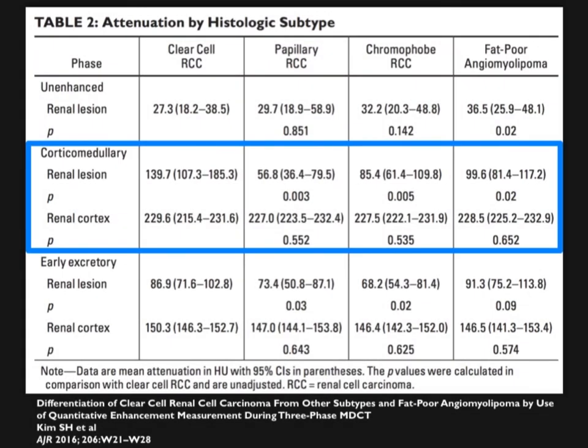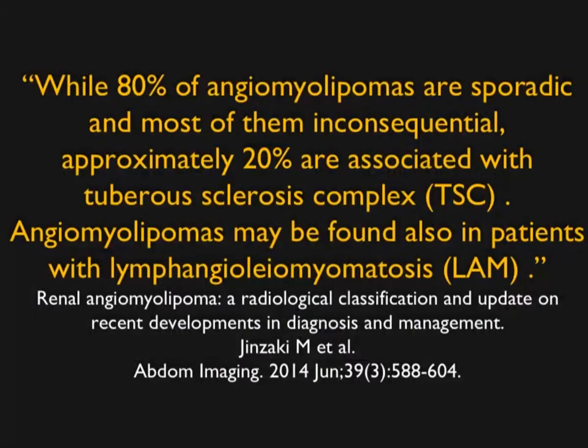On the corticomedullary phase, you can see it's difficult. It sits somewhere between your typical papillary, which is around 60, and clear cell, which is 140. But again, I have to admit, if I see 100, I'm not going to say AML just based on seeing 100 Hounsfield units. I see many papillaries that are going to be 90 to 100. So I'm a little bit concerned about using those numbers.